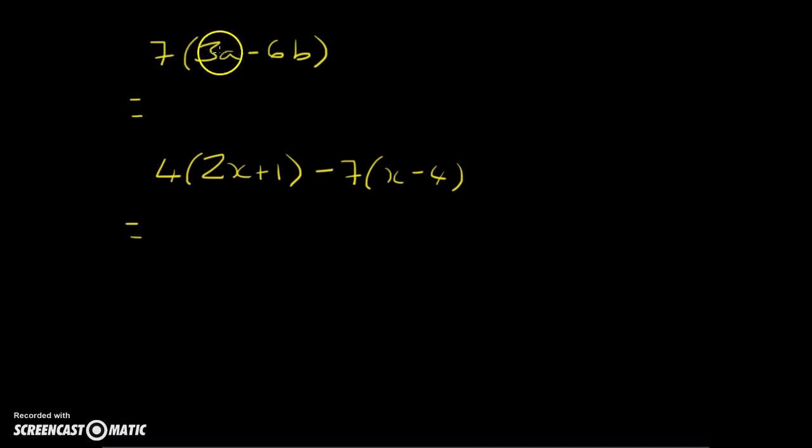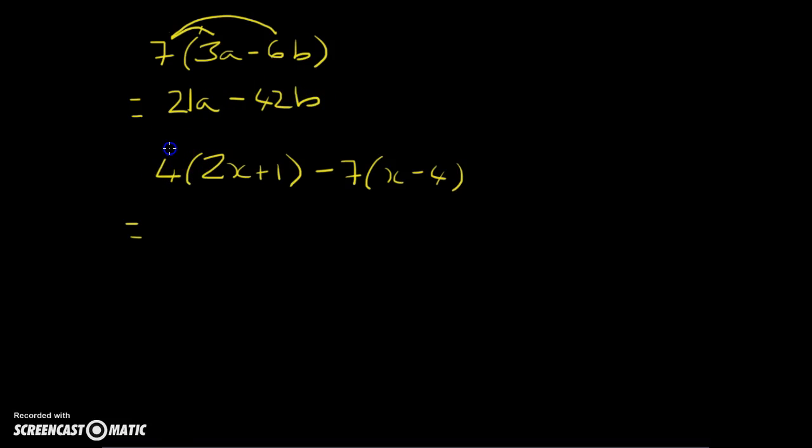So hopefully you remember whenever you've got some terms in a bracket and you've got something outside that bracket, then each of those terms is multiplied by the term outside the bracket. So for instance, 7 is going to multiply the 3a, and it's also going to multiply the negative 6b. So 7 multiplied by 3a gives us 21a. 7 multiplied by negative 6b gives us negative 42b.